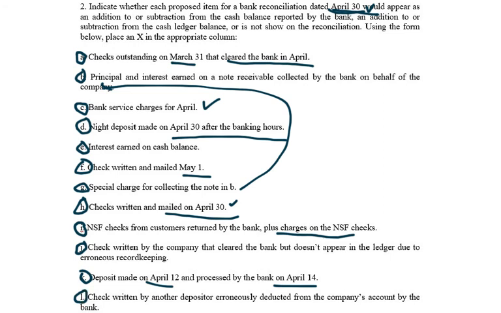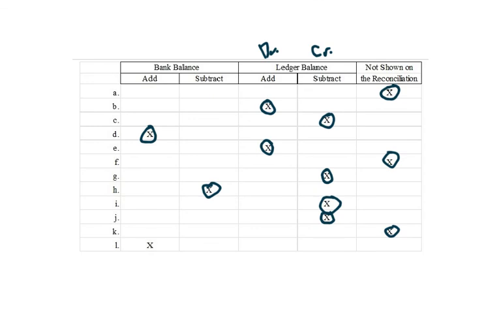L, check written by another depositor erroneously deducted from the company's account by the bank. This sometimes happens. So what is this going to entail? This would be added to your bank balance, and all you'd have to do is just call up the bank and tell them that, hey, I got this check that's way out of sequence. It's not on my account. It's on an account with a number that's adjacent. That's usually how it goes. It's an adjacent number, and it should not have been subtracted. So the adjustment there is you would add it on the reconciliation, and the bank would, of course, add it to your bank balance as well.